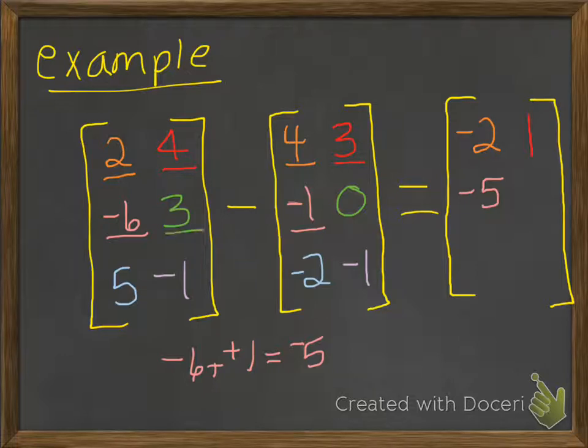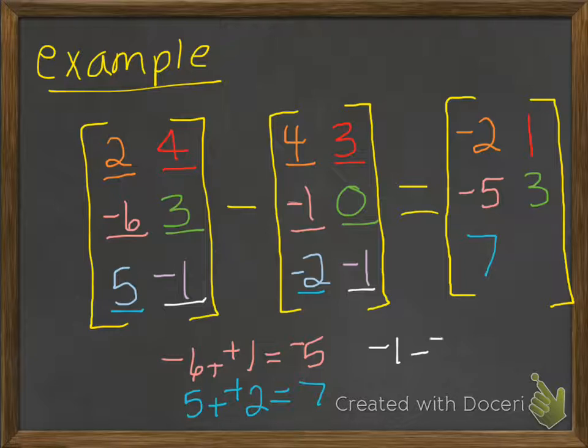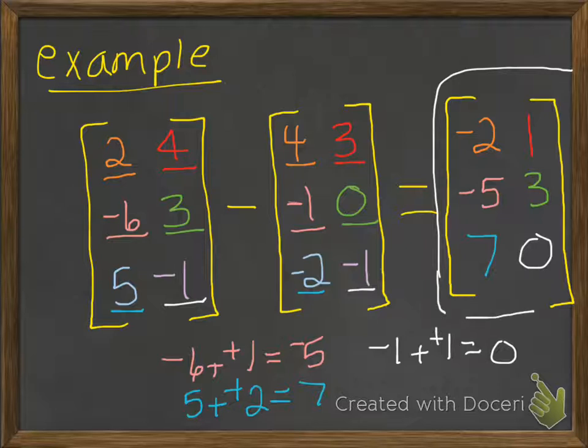Next I have 3 minus 0 is just 3. Anything minus 0 is just itself. And here we have 5 minus a negative 2. So again, 5 minus a negative 2 is like 5 plus 2, which is 7. And then finally I have negative 1 minus a negative 1, which is negative 1 plus 1, which is going to give me 0. And so when we subtracted these two matrices, this is my final answer right here.